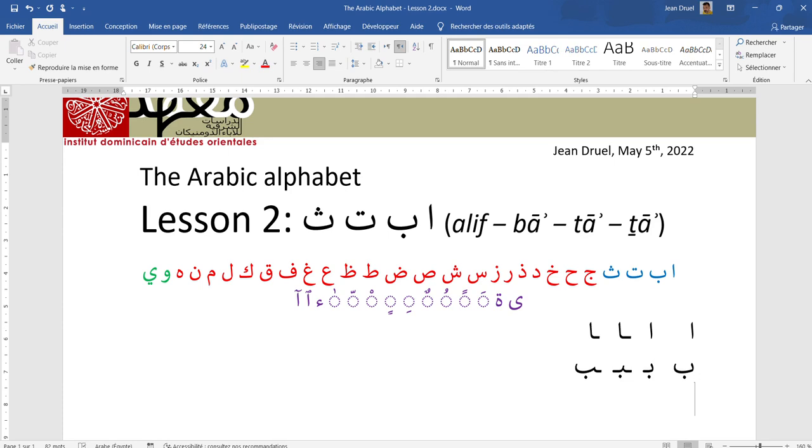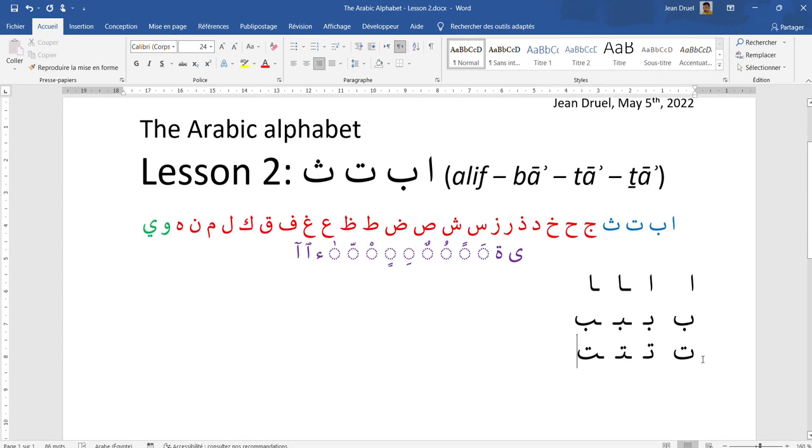Then the good news is that the 2 other letters have the same base, so we're going to have the same initial form, the same middle form, and the same ending form. So this is a T. The name of the letter is Ta, and this is the isolated form, initial form, middle form, ending form.